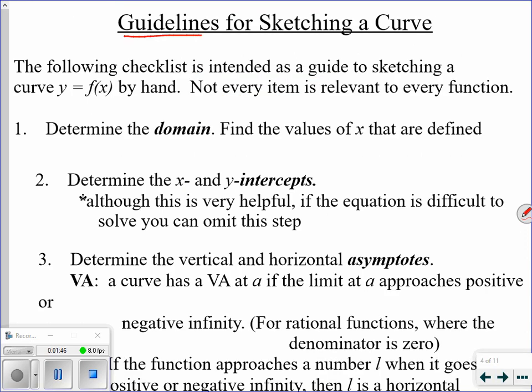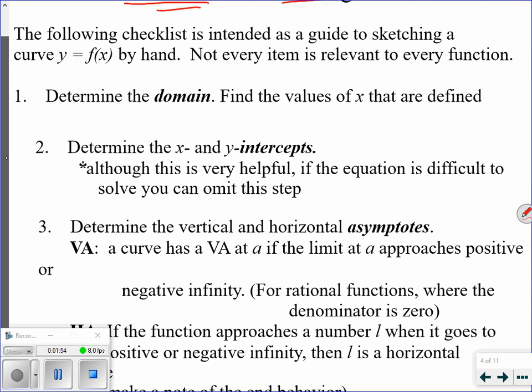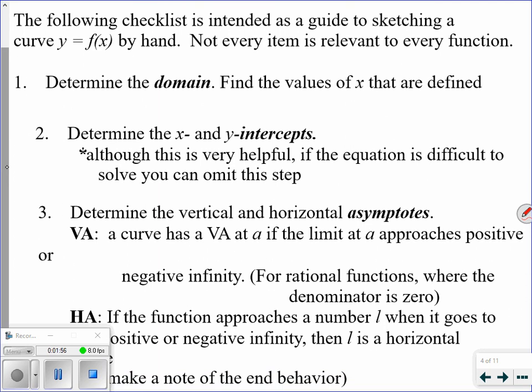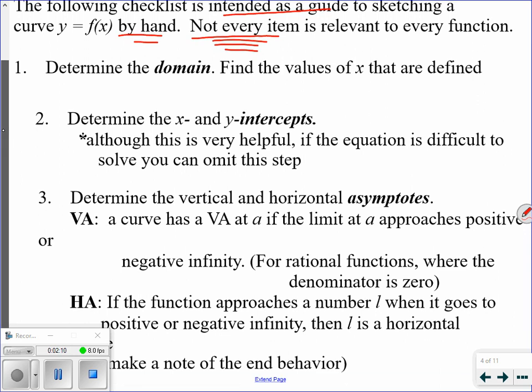All right, so our guidelines for sketching a curve. This is somewhat of a review, as well as some new stuff today. The following checklist is intended as a guide to sketching a curve by hand. Not every item is relevant to every function, okay? But I'll tell you all the stuff that I do look for. This is a pretty good list.